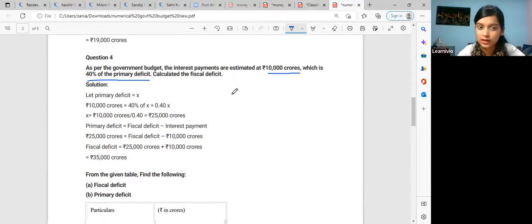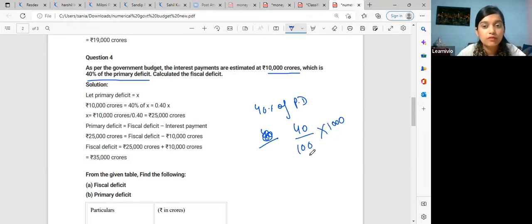So over here, they haven't given you this. They have only given you that it is 40% of primary deficit. So basically, what is your interest payment? Interest payment is 40% of your primary deficit. It will be 40% of 10,000 crore. So then it will be 40 upon 100 multiplied by 10,000.